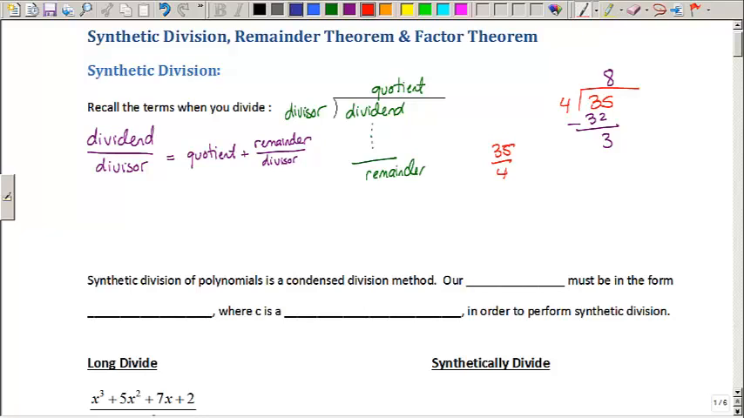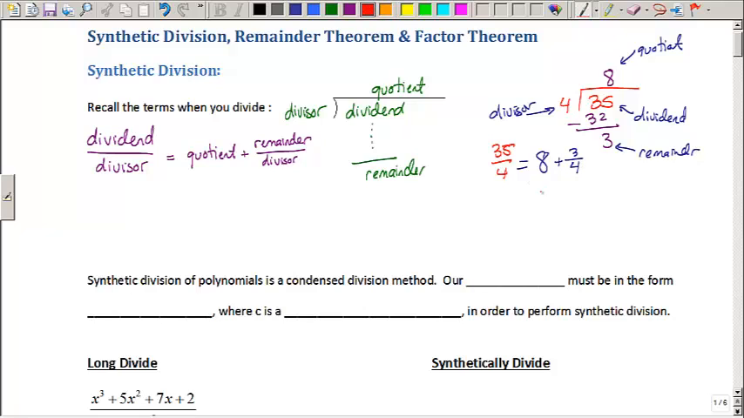So our 8 is the quotient. The 35 was the dividend. The 4 is the divisor. And our 3 is the remainder. So 35 divided by 4 is equal to 8 plus 3 parts left over out of the original divisor, 4.